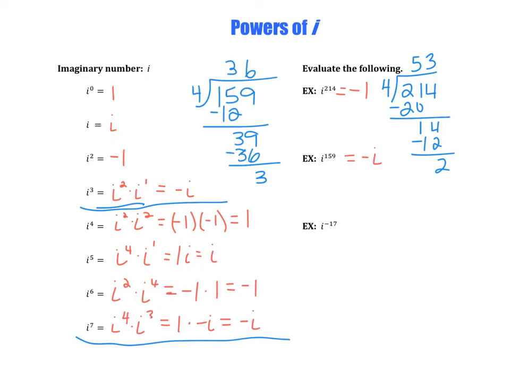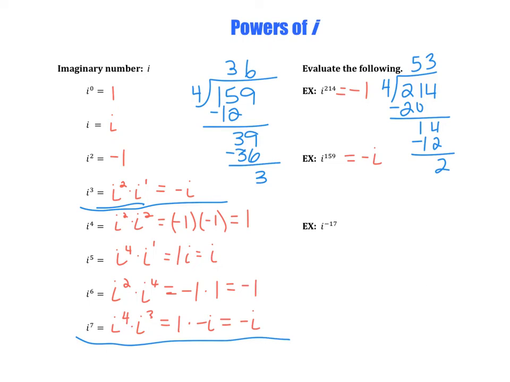All right, so I did it over here where I had a little more space. If I take 159, the original exponent, and divide it by 4, because my pattern repeats every 4, I get a remainder of 3. This remainder ties into my exponent for the pattern of i that I know, and i to the third is equal to negative i, so that's my final answer for i to the 159th power.